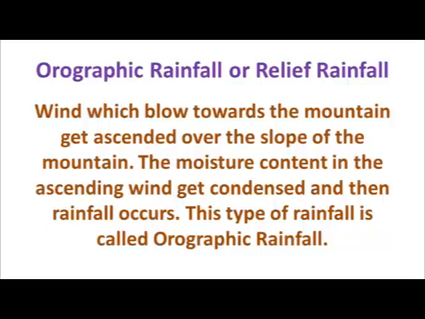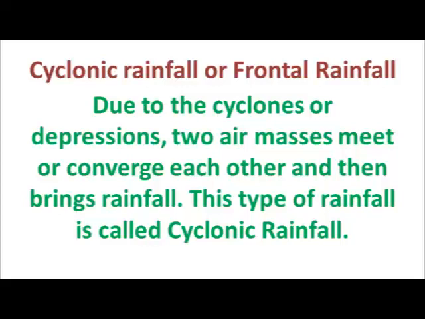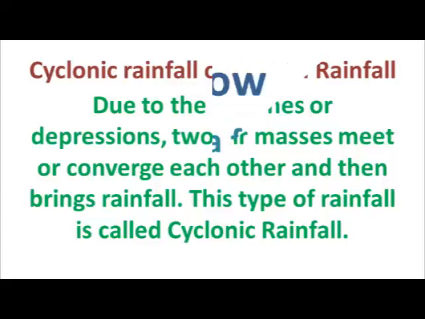Orographic rainfall or relief rainfall. Wind which blows towards the mountain ascends over the slope of the mountain. The moisture content in the ascending wind condenses and then rainfall occurs. This type of rainfall is called orographic rainfall. Cyclonic rainfall or frontal rainfall. Due to the cyclones or depressions, two air masses meet or converge with each other and then bring rainfall. This type of rainfall is called cyclonic rainfall.